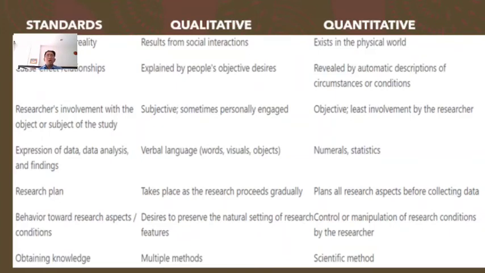Research plan. So how do we plan both types of research? Qualitative, it takes place as the research proceeds gradually. In quantitative, it plans all research aspects before collecting data. All right. So in qualitative research, for example, you encounter during the development of your research that you need another person to satisfy the question of your study. So you can add another person.